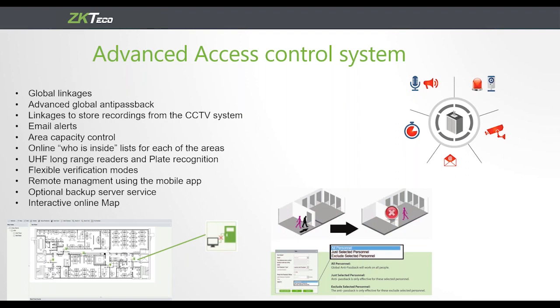But ZKBioSecurity is able to solve this, because there's one feature that is the background verification. So the verification, at least at the end, is done by the server. So the server sees all the system like a global system. That's no problem to have different anti-passbacks between doors that don't belong to the same controller. The same happens with a linkage. I can have a linkage input in one controller, and this can affect the whole system.